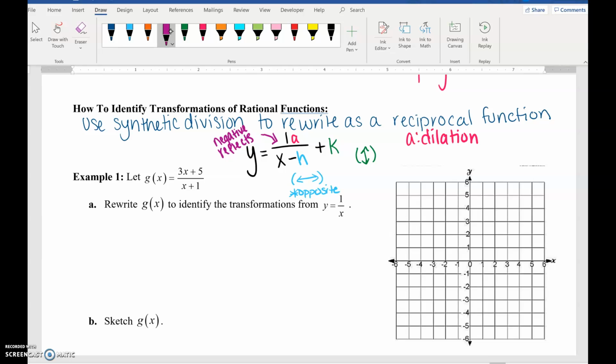So we have a rational function. It looks like a polynomial over another polynomial. So we are given the first step to rewrite it as a reciprocal function. So we said that we were going to use synthetic division to do that. And if we remember from our previous lesson, synthetic division is what I called a magic trick to long division.